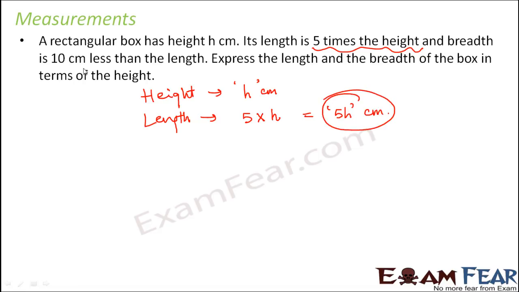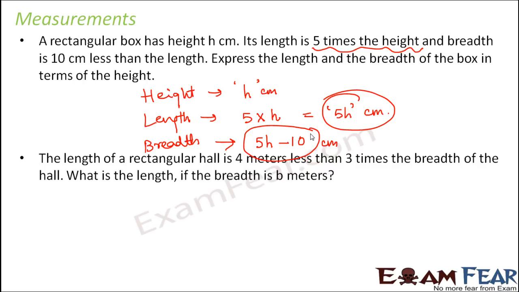What would be the breadth? Breadth is 10 centimeters less than the length. So that means breadth will be 10 centimeters less than length. Length is 5h, so from length you subtract 10 centimeters. So 5h minus 10 centimeters, this would be the breadth.